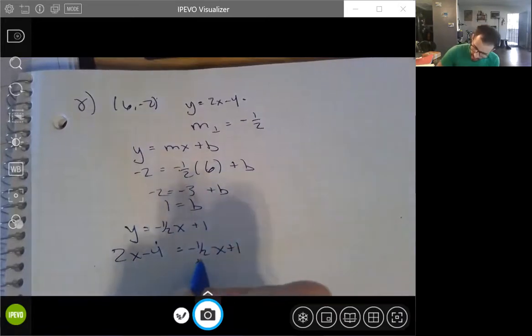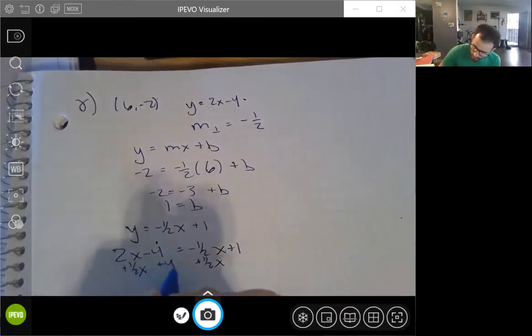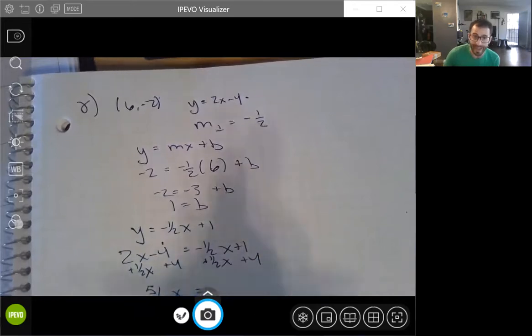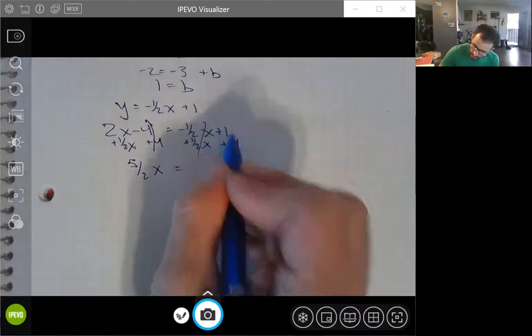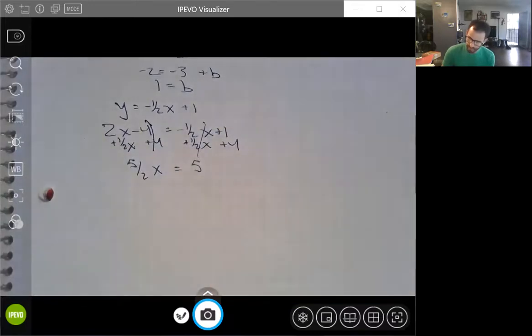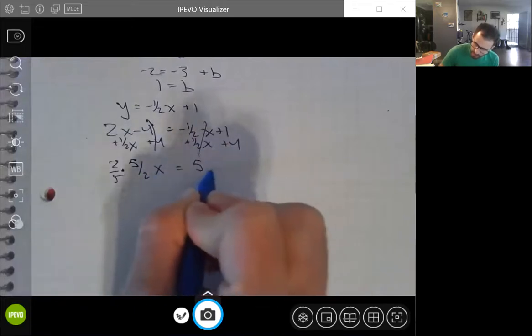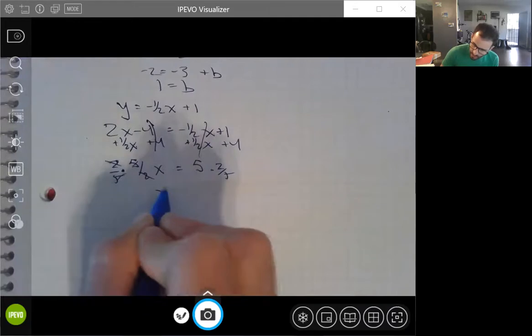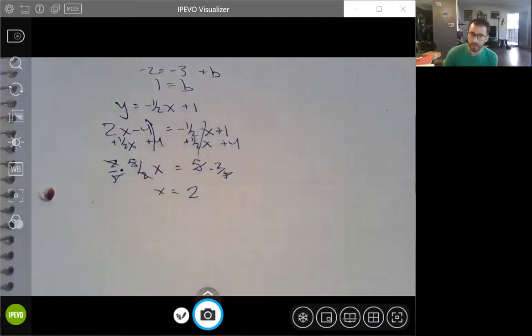We're going to add 1/2 x to both sides. We're going to add 4 to both sides. 2 plus 1/2 is 2.5, which is 5 over 2. Remember, you can't use mixed numbers. That's a 0. That's a 0. 1 plus 4 is 5. We've got to solve for x. We got to multiply by just the reciprocal. 2 and 2 cancels out. 5 and 5 cancels out. We're left with positive 1x on that side. 5 and 5 cancels out. X equals 2.